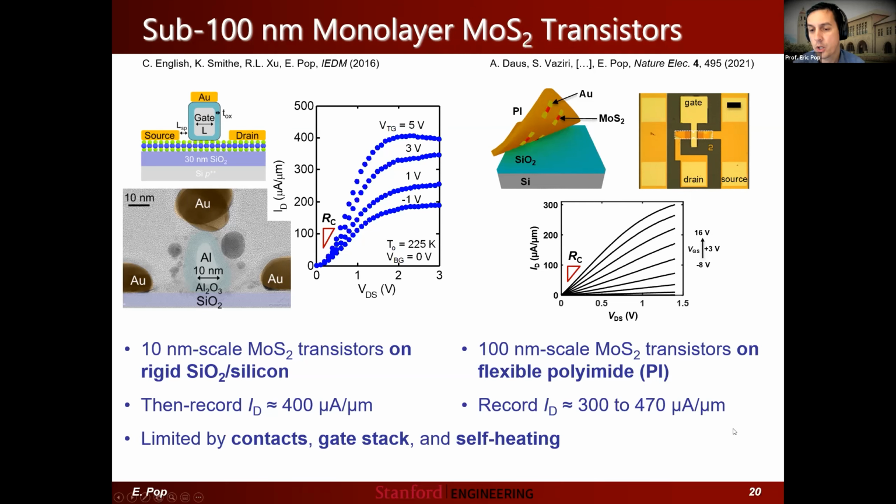Even so, we've reached pretty good current densities. But we're still limited by contacts, by the gate stack, and by self-heating. So you see these things remain problems for us in this field.